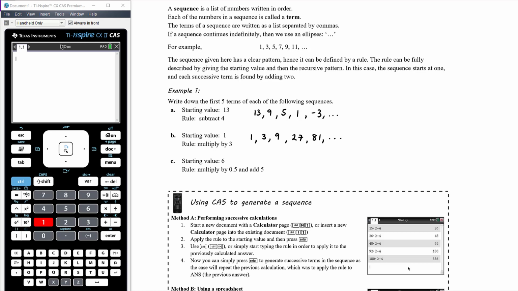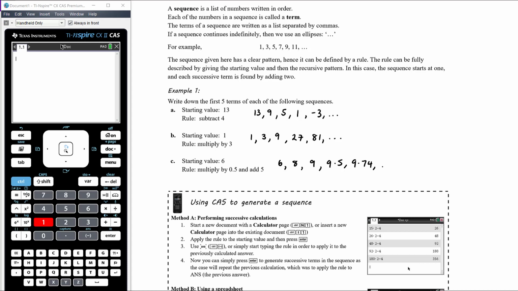And in part C, we want to write down the first 5 terms of a sequence which starts at 6, and the rule is to multiply by 0.5, which means halve, and add 5. Okay, so we're starting with 6, we're going to halve it, multiply it by 0.5, which gives us 3, and then add 5 to it, which gives us 8. To get the next term, we're going to halve 8, which is 4, and add 5, which is 9. To get the next term, we're going to halve 9, which is 4.5, and add 5, which is going to give us 9.5. And the final term, we're going to halve 9.5, which gives us 4.75, and then we add 5, so we get 9.75.